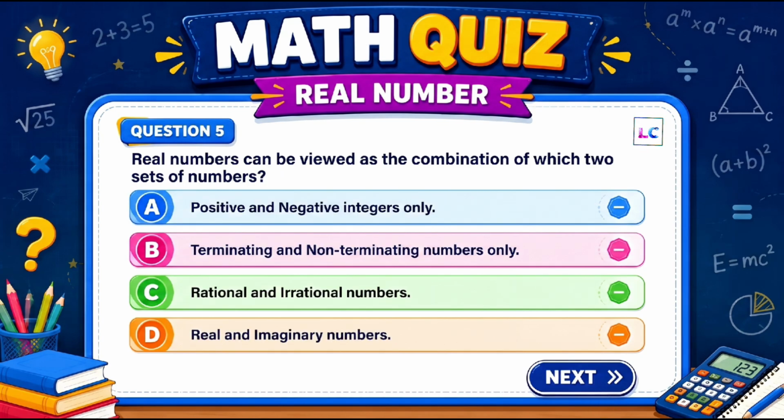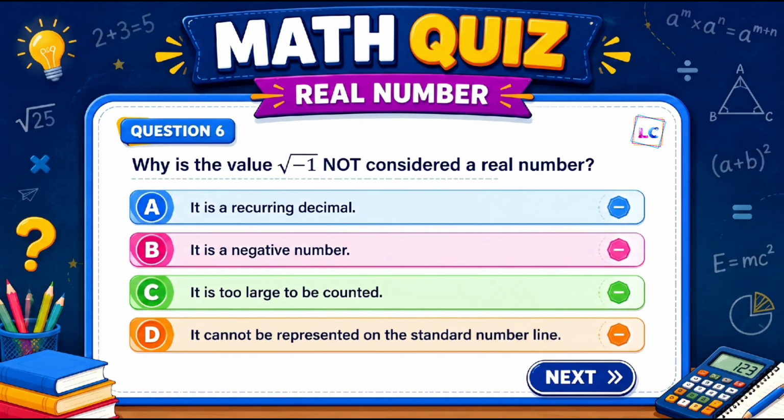Real numbers can be viewed as the combination of which two sets of numbers? The right answer is option C. Click Next. Question number 6.